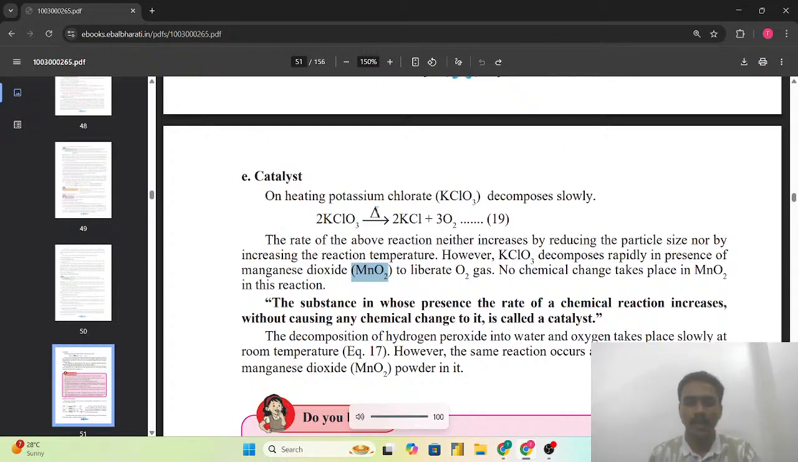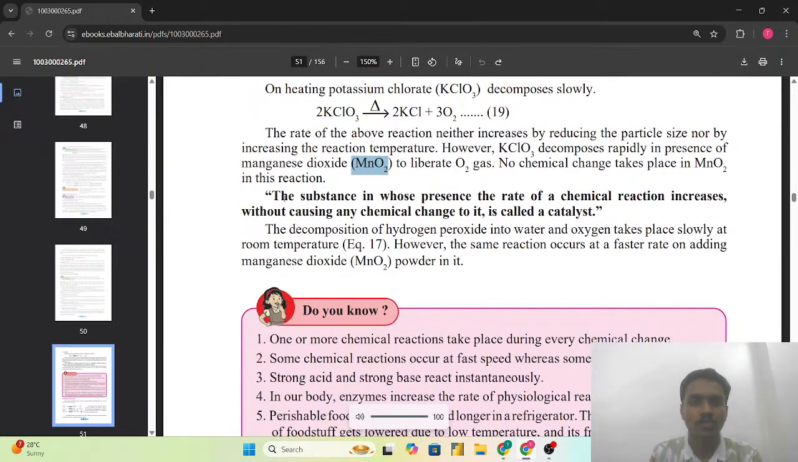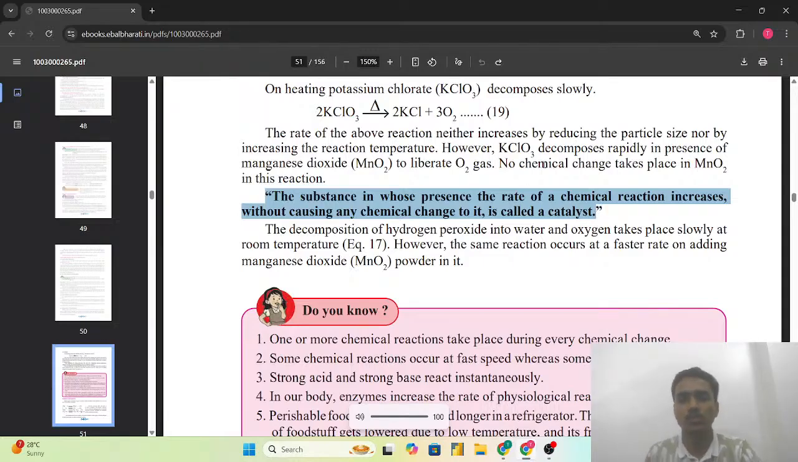So what is basically a catalyst? Catalysts are basically substances which take part in the chemical reaction but without changing the chemical composition. The substance in whose presence the rate of a chemical reaction increases without causing any chemical change to it is called a catalyst. Again, this is an important definition from the perspective of the exam also.